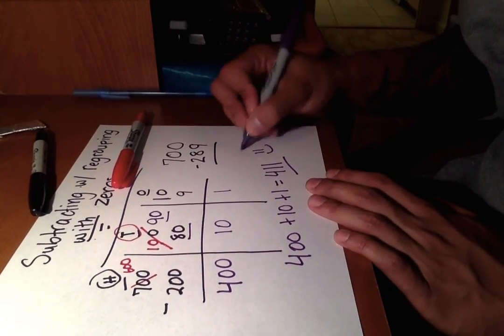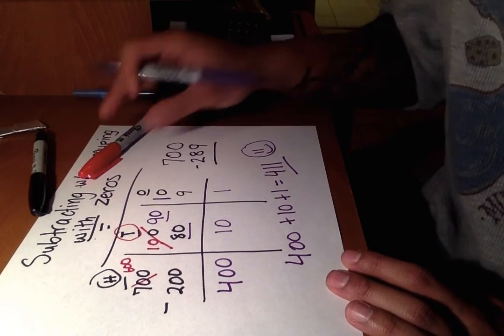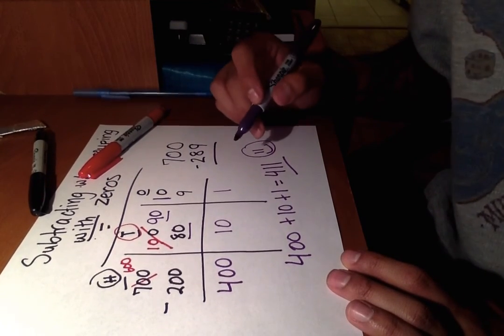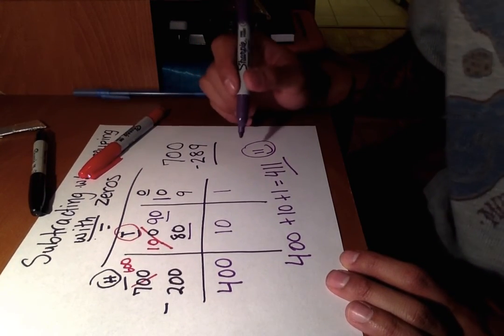And that is how you subtract with regrouping with zeros using 50% Dutch algorithm, 50% Mr.